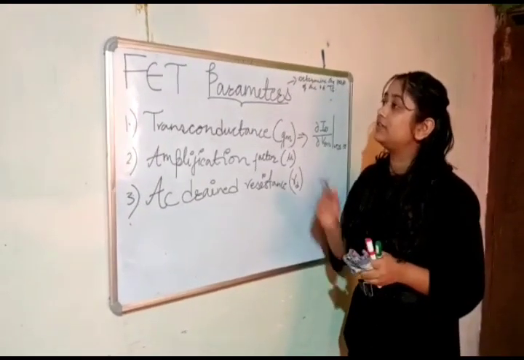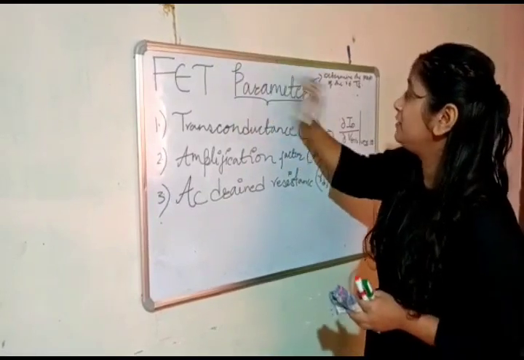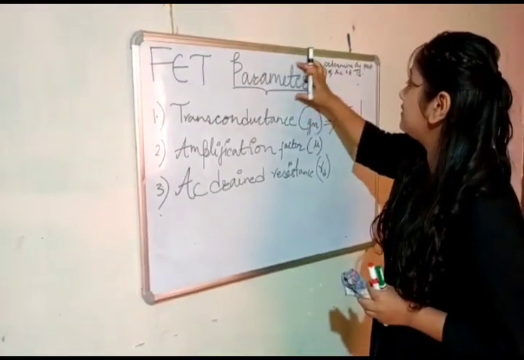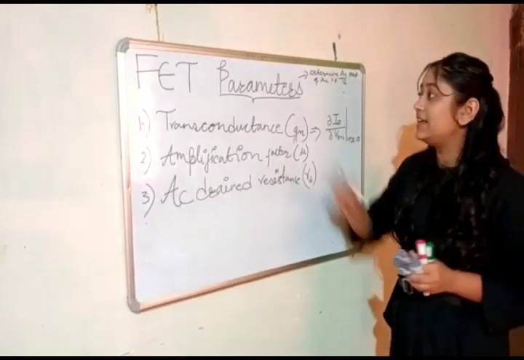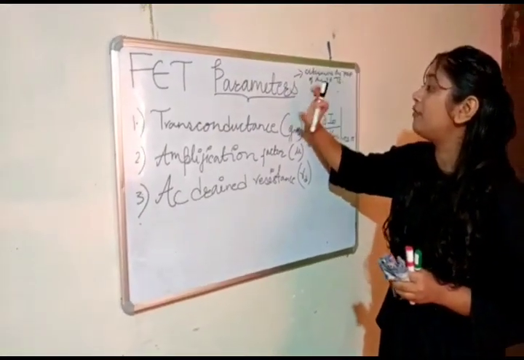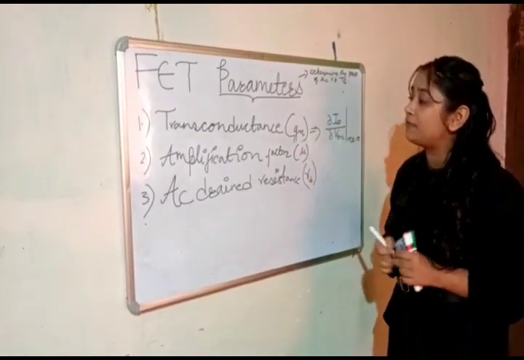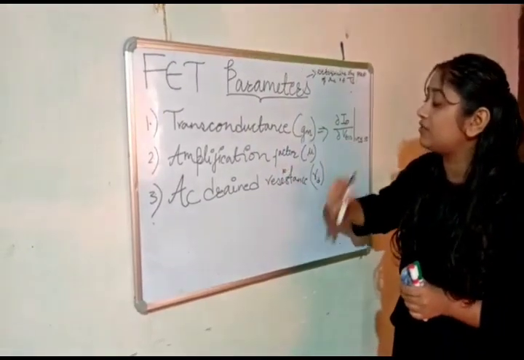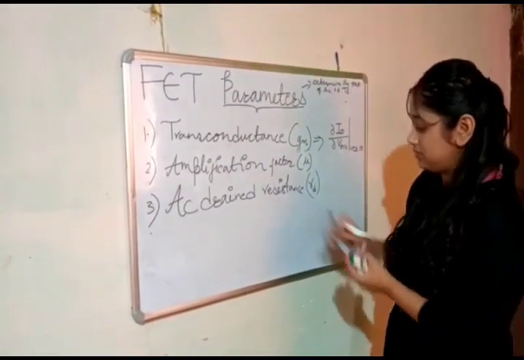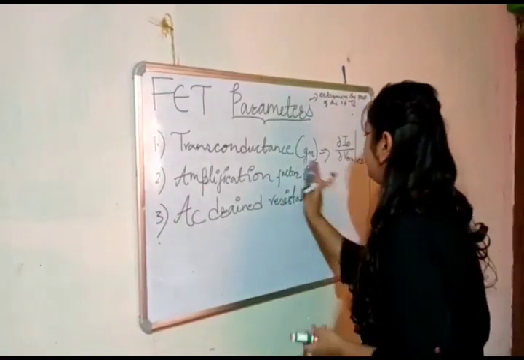Now let us discuss the parameters of FET. These parameters are used to determine the performance of the FETs. The mostly used types of parameters are transconductance, amplification factor and AC drain resistance. So now let us discuss transconductance.